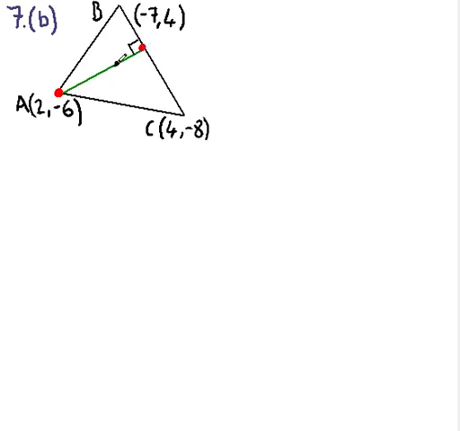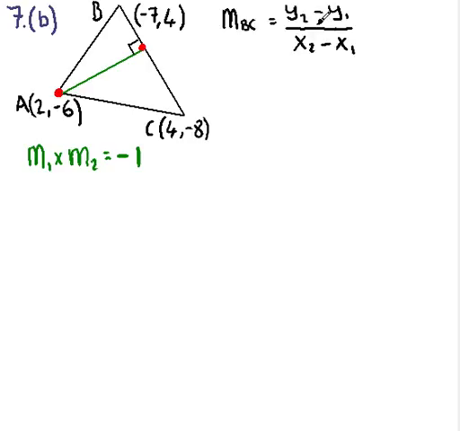Now for this one, we're going to do it slightly differently. We have 2 points on the line BC, the two endpoints B and C. That means we could work out the gradient of this line. If we can work out the gradient of this line, then using our perpendicular gradient formula, m1 times m2 equals minus 1, we can work out m2, the gradient of the second line. So the first thing we're going to do is work out the gradient of the line BC.